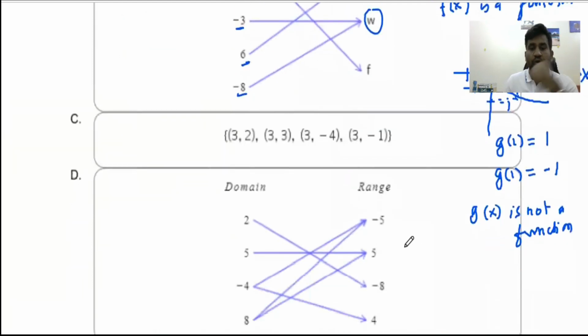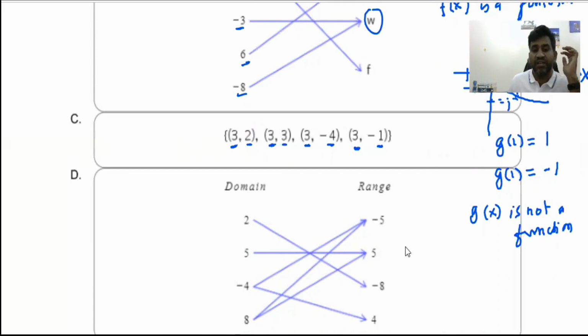But look at option C. Same input, I have 2 as output. Again, input 3, I have 3 as output. Input 3, I have -4 as output. Input 3, I have -1 as output. So what is happening here? For the single input, you are getting multiple outputs. If for a single input there are multiple outputs, it is not a function.